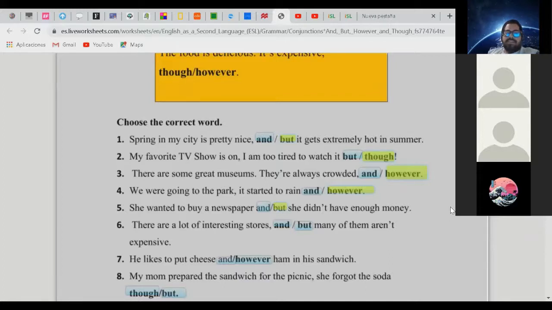Casi siempre, guys. Normally, porque no siempre la parte del contraste es algo negativo. ¿Ok? Y vean que en este caso, in this case, there are a lot of stores, right? That's pretty cool, right? That's great. There are a lot of interesting stores. And many of them aren't expensive, so that's positive, right? So hay muchas en este caso tiendas, ¿ok?